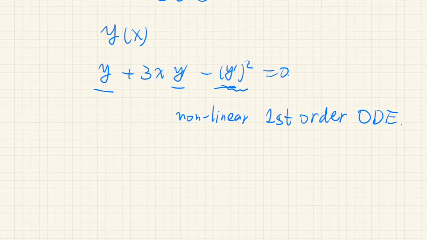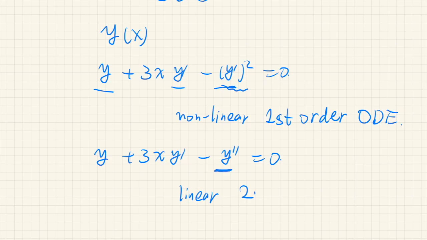Another example, let's say y plus 3x y prime minus y double prime equal to 0. In this case, we have here the second derivative of y, but this is a linear term. So this is a linear second order ordinary differential equation.